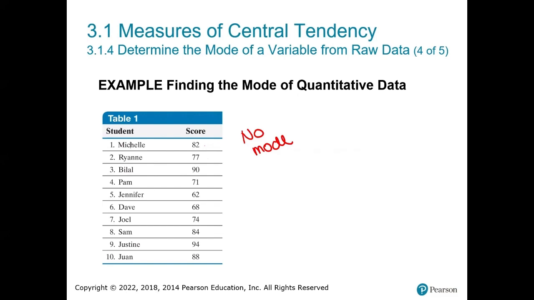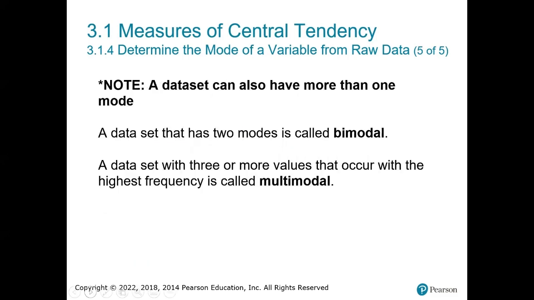There are cases where there is no value that happens any more frequently than another one. And in that case, we say there is no mode. Note again that a data set can have more than one mode. It is possible. If there are 2 modes, that would be called bimodal.